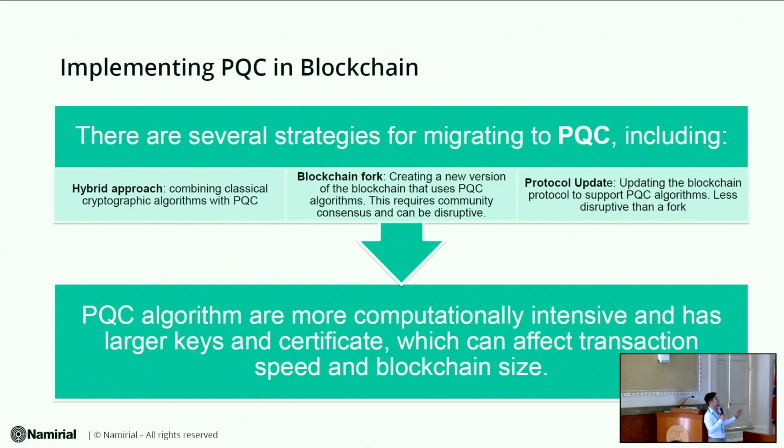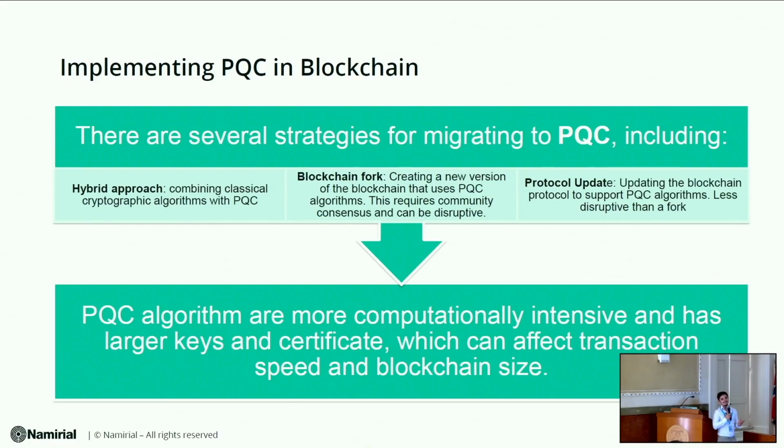So how are we going to implement PQC in blockchain? There are three roads that we can follow. The first is a hybrid approach where we combine classical cryptography algorithms with post-quantum cryptography. The second one is a blockchain hard fork, where we create a new version of the blockchain that only uses post-quantum cryptography algorithms, and then the protocol update. There are some problems with this sort of solution.